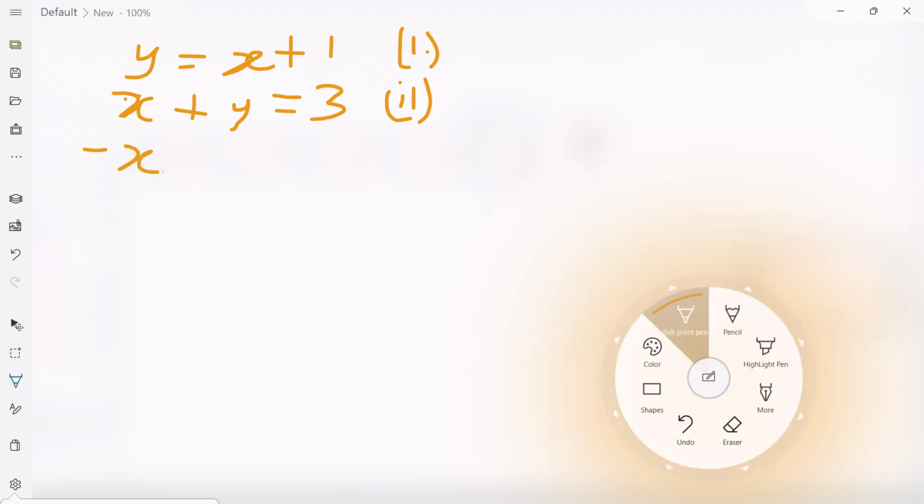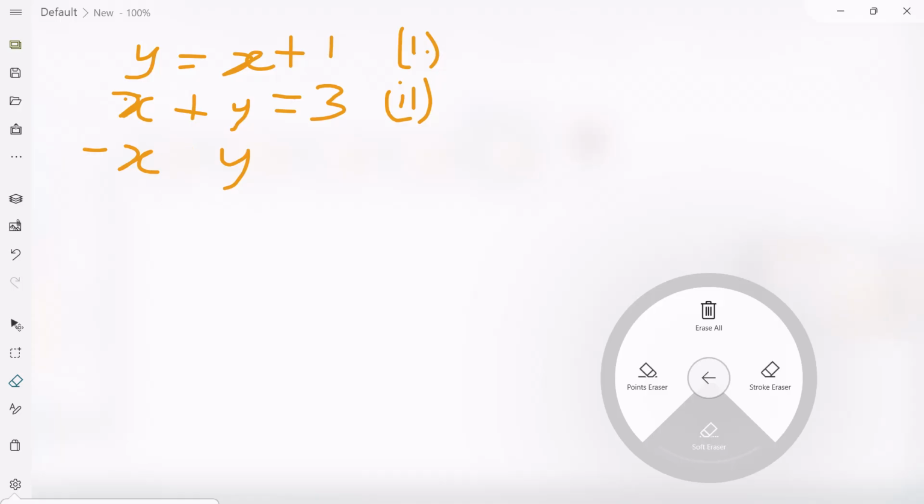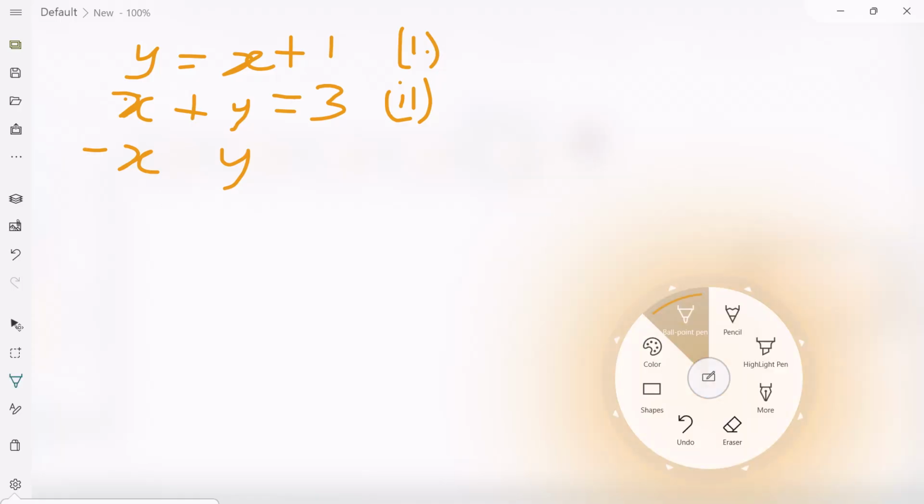minus x plus y is equal to 1 and x plus y is equal to 3.